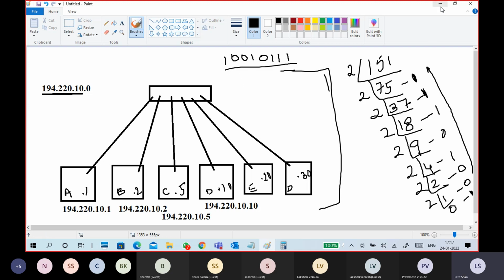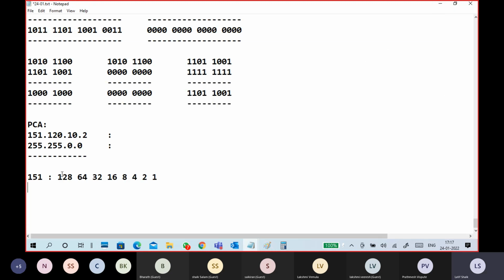This is the traditional way of converting 151, but I use this formula to convert it. Compare 128 with 151. If you don't understand this method, it's okay, no problem. Just look at it once and practice later. 151 is bigger than 128, so I put a 1 and subtract 128.